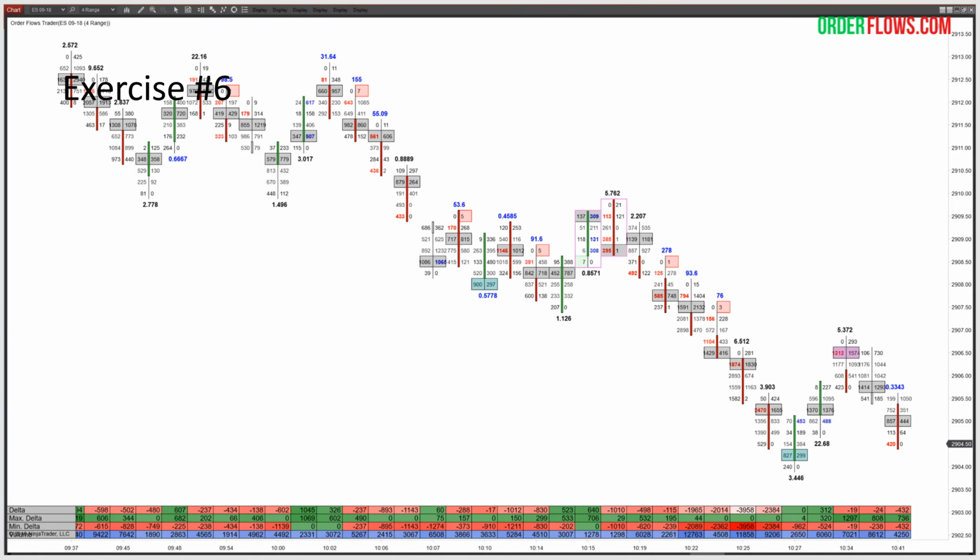Okay, exercise number 6. Alrighty, and what do you got? It's right here. 1045, 326. Delta is still positive, but it's getting weaker. And then it turns negative, minus 237, minus 893, minus 1143.